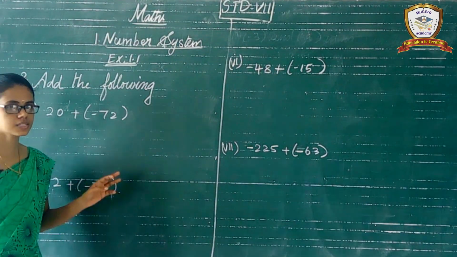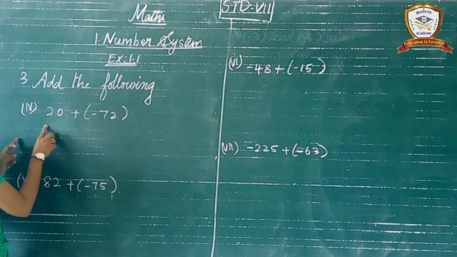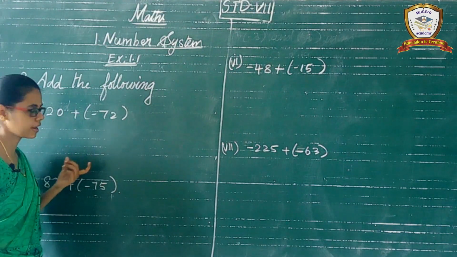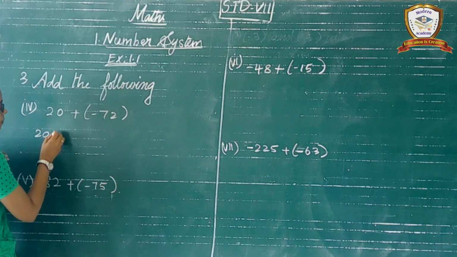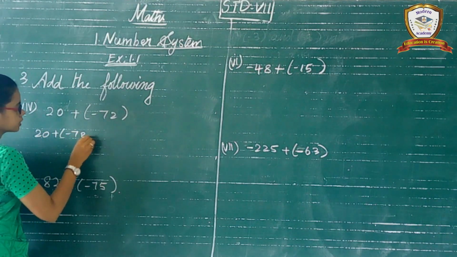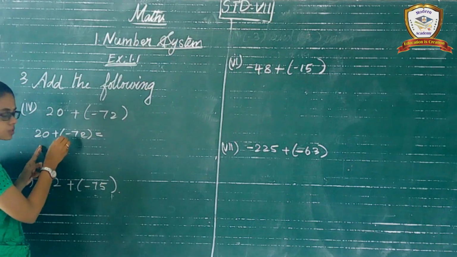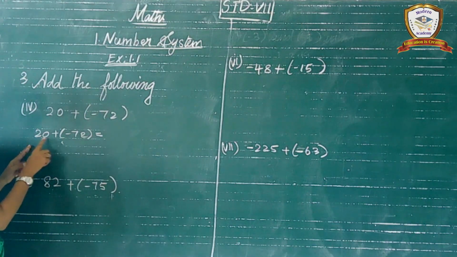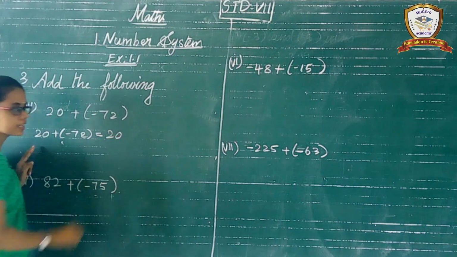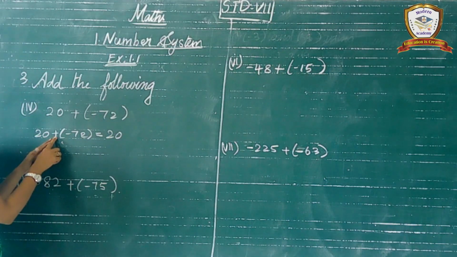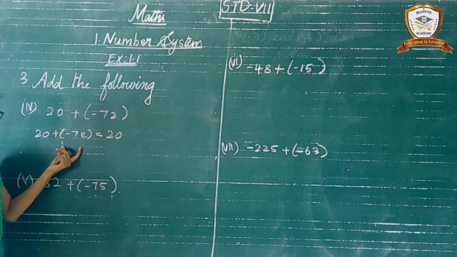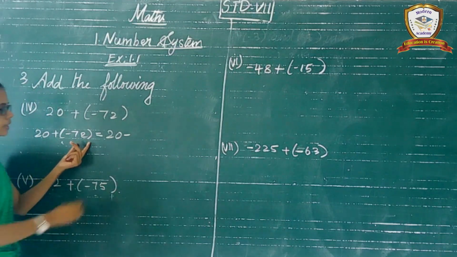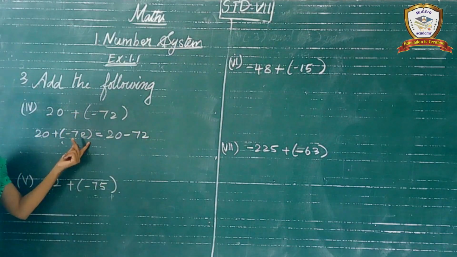Okay, next let us see the fourth one. 20 plus of minus 72. So we need to find the value. 20 plus of minus 72 equal to. First we remove the bracket. Bracket means "of", that is multiply. So 20 as it is, then plus into minus, that is different sign. Different sign means you need to mention the sign minus, and the number as it is, we write 72. Can you understand this?